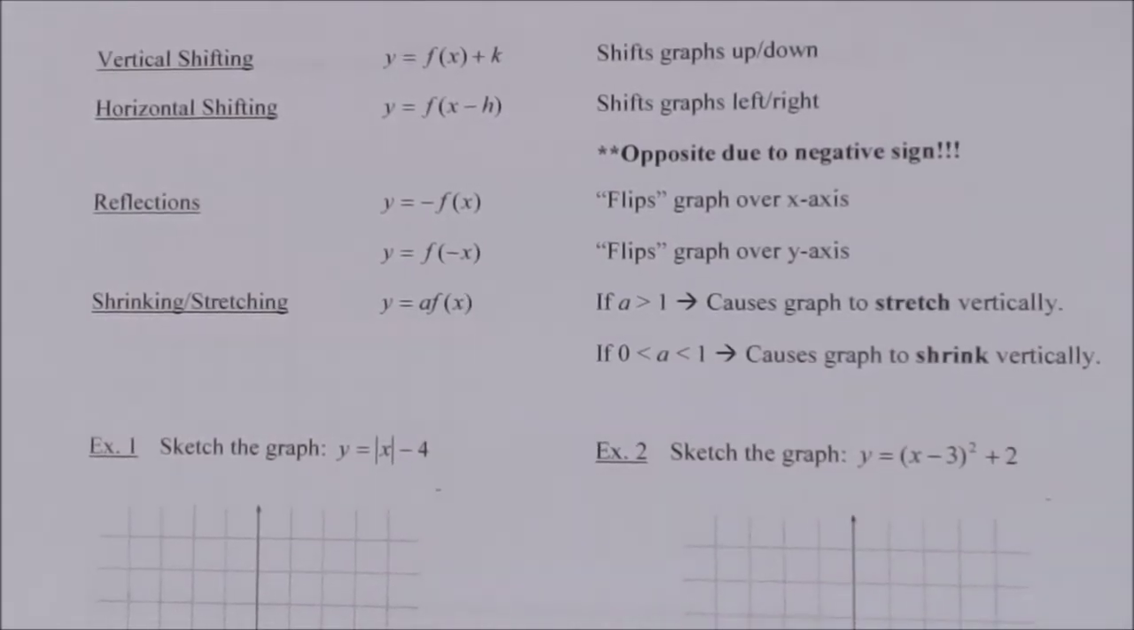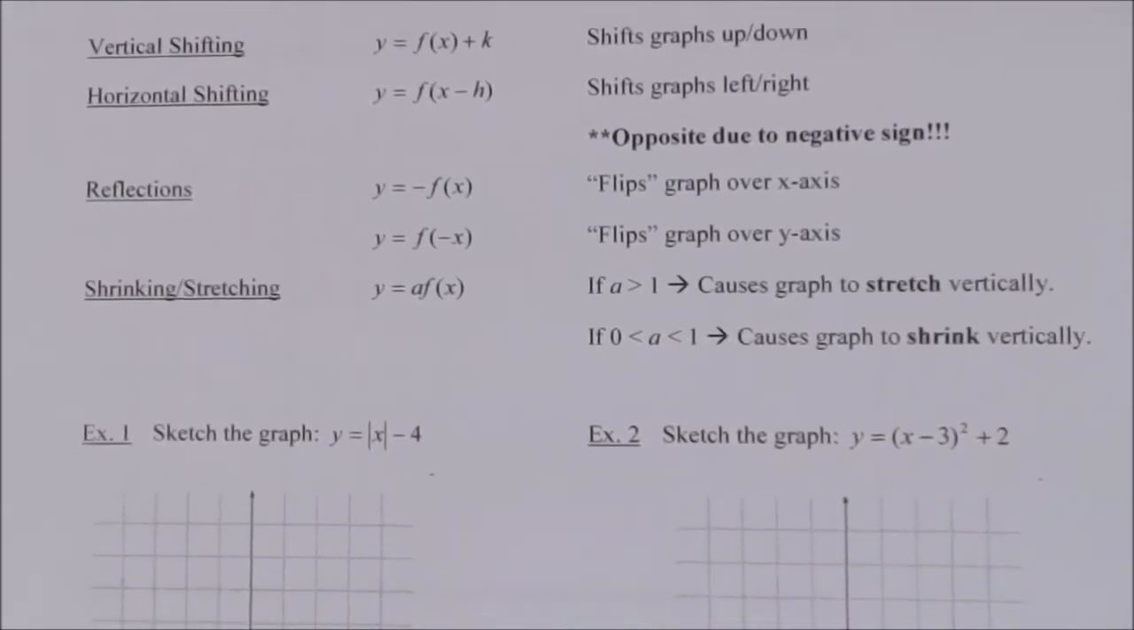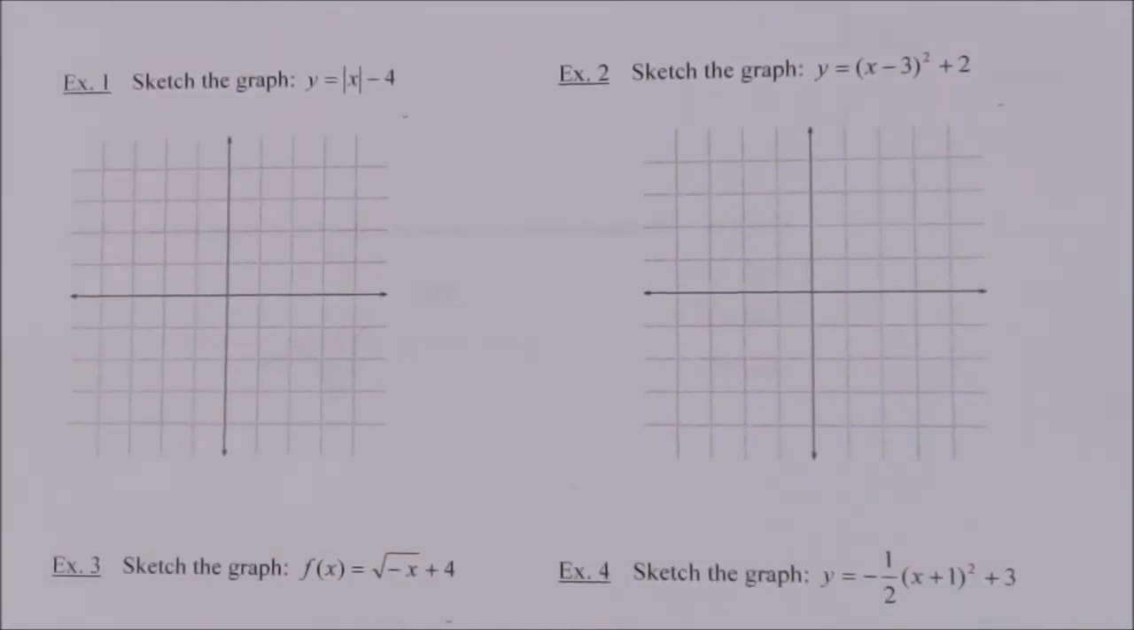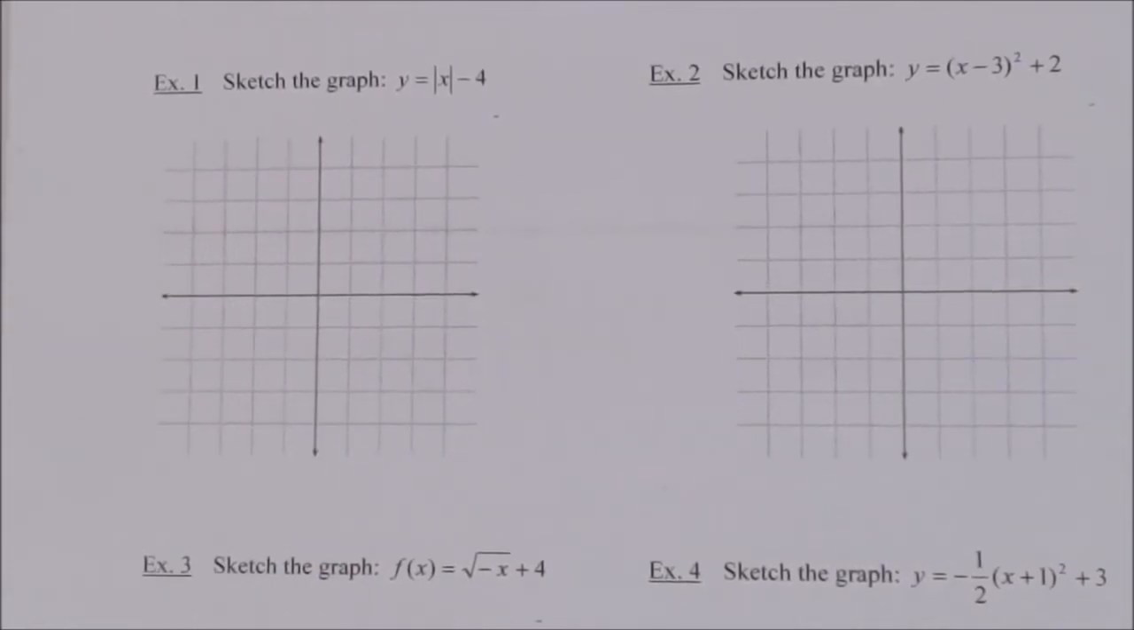So let's look at some examples. You want to know what those parent graphs look like. Have that list in front of you so you can look at these and pause as you need to in the video. So the first one they want us to graph is the absolute value of x minus 4. Go back and take a look at what the absolute value function, the parent graph, looks like on your notes. And hopefully you see that it was that V shape that we talked about earlier.